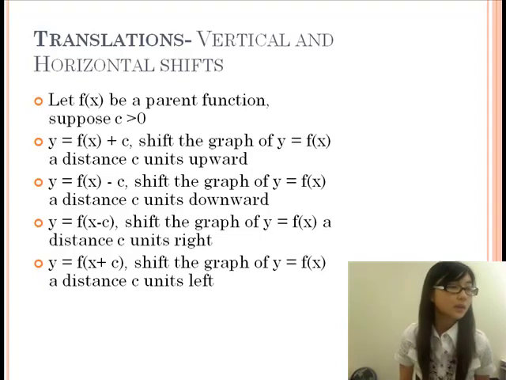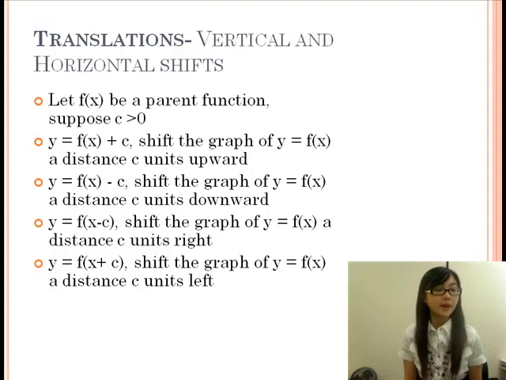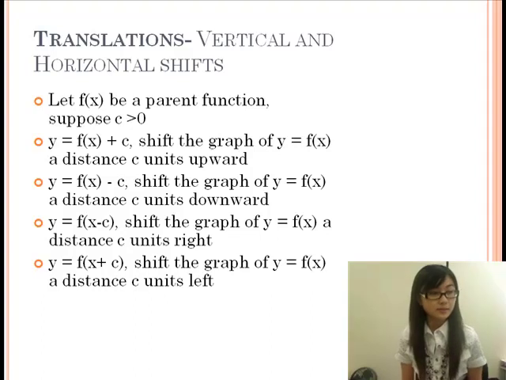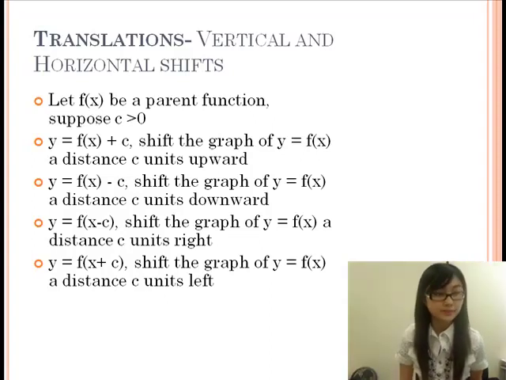If we have y equals f of x minus c, then you shift your original function c units downward. If we have negative c inside the bracket, this becomes the tricky part. You shift your graph to the right side. And if it is plus c inside the bracket, then you shift your original graph by a distance of c to the left.